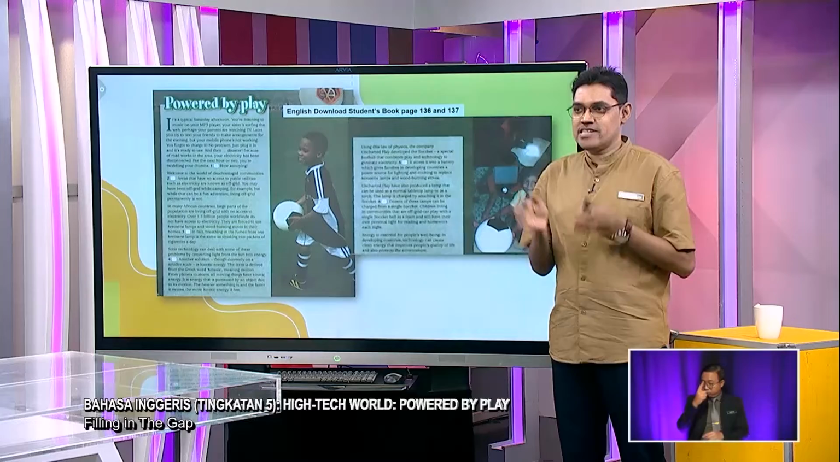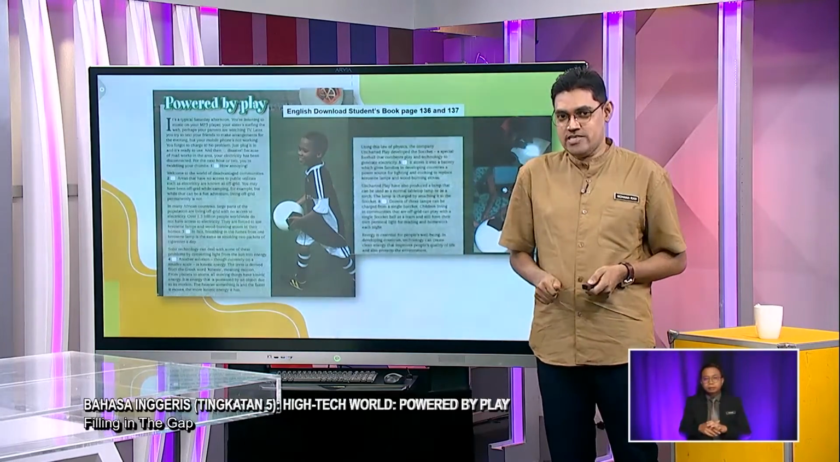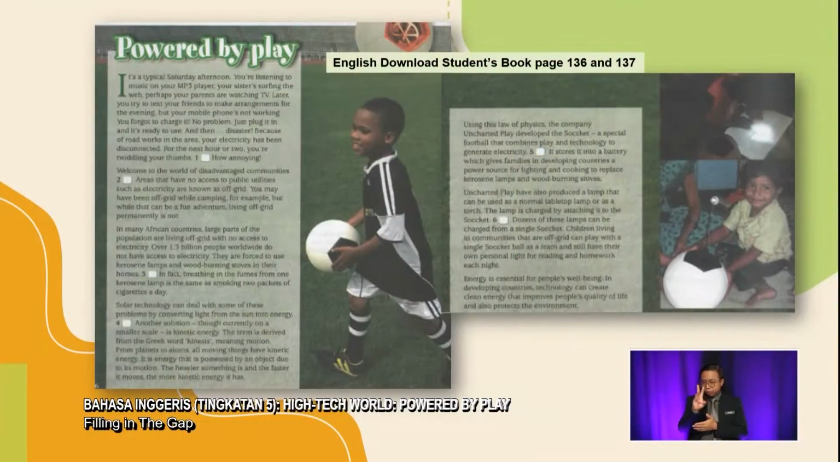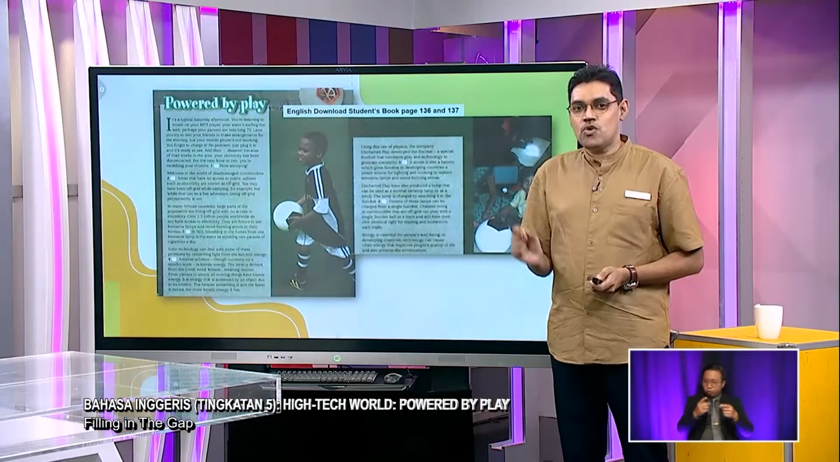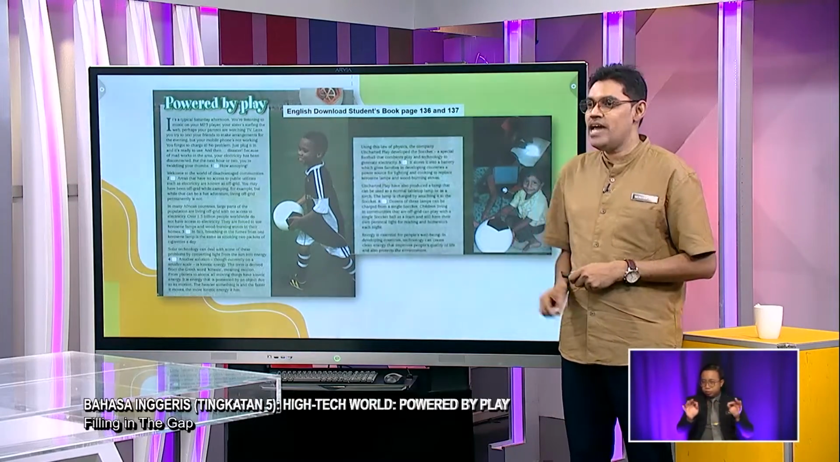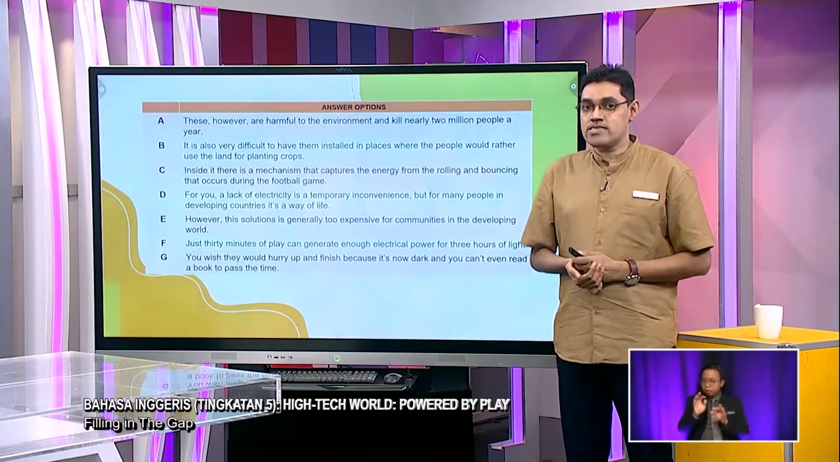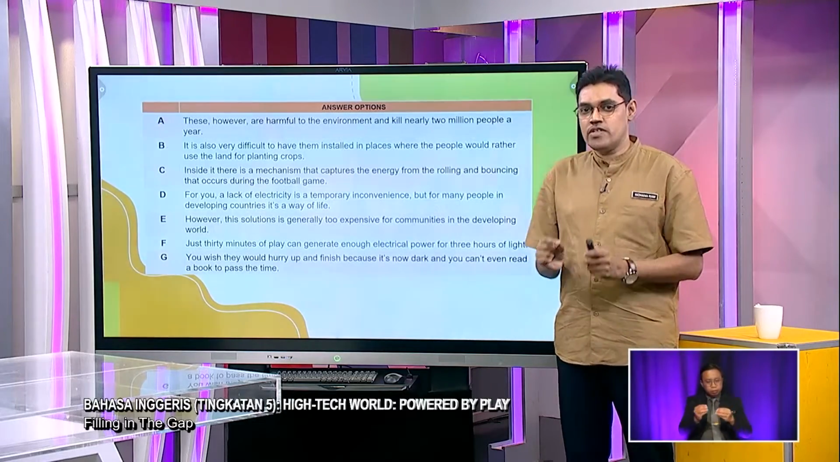Okay, so pupils, you can now look at the actual text, the complete text, from the English textbook, page 136 and 137. So we are going into the main reading text and the task where we are going to fill in the gaps to identify the right sentence. Okay, so let us just look. These are the sentences given, where some of these sentences will be used to fill in the gaps.